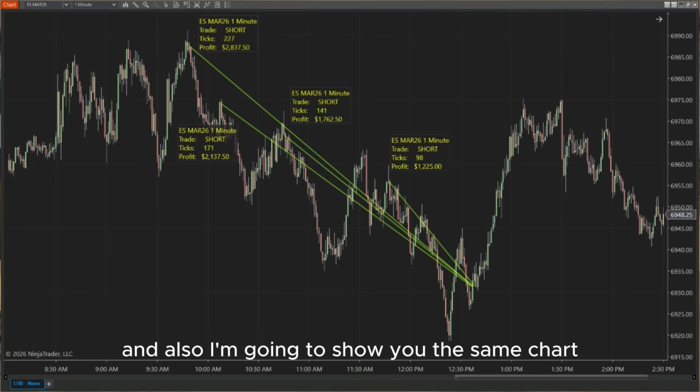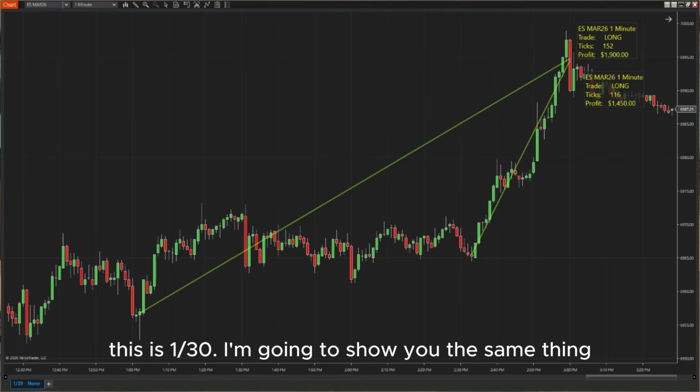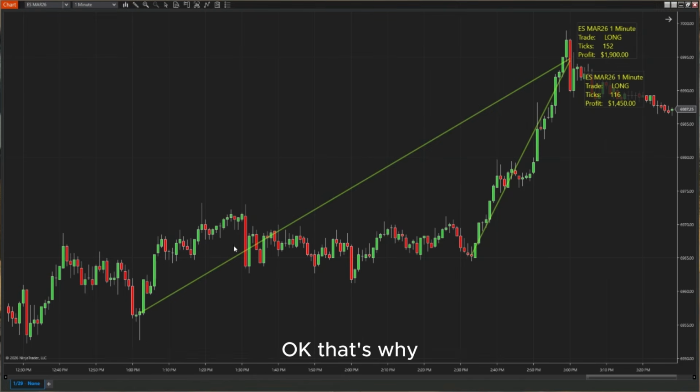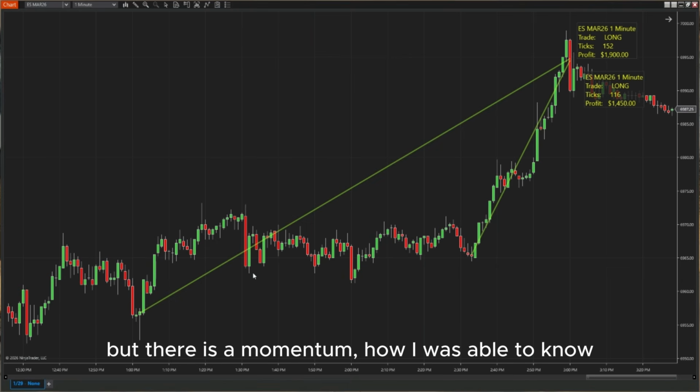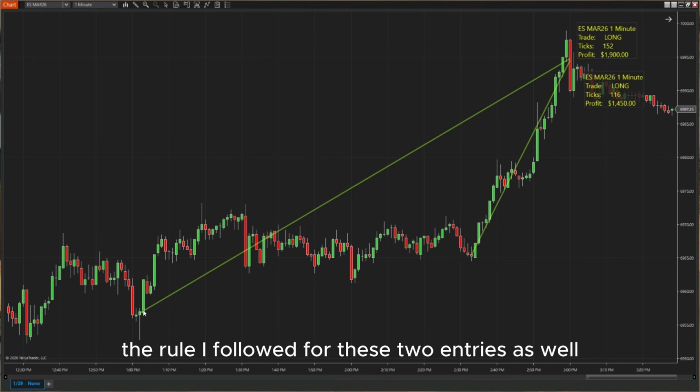I'm also going to show you the same chart for a couple more days. This is the 30th. The market was going sideways here, but there is momentum. I'll show you how I was able to know where the market is going to go from here. It will not go much below. I was also able to find the same direction. I'm going to show you the reason and the rule I followed for these 2 entries as well.